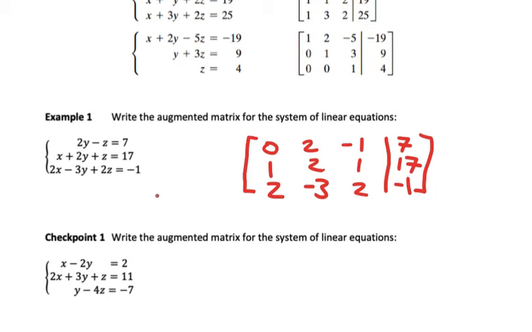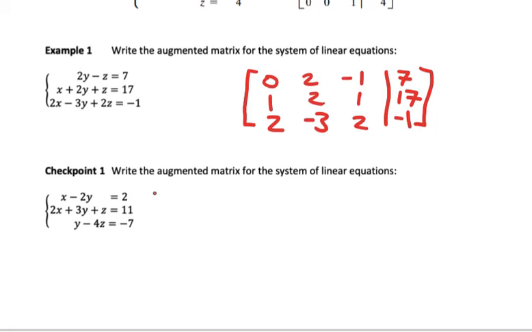So next you should look at checkpoint problem number 1. Do this in your notes, check your answer, and then move on to the homework.